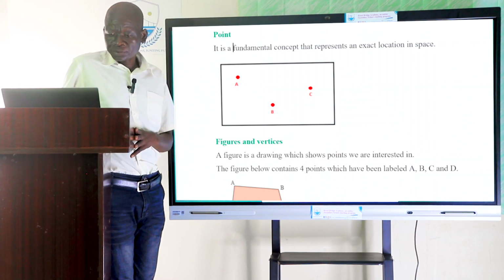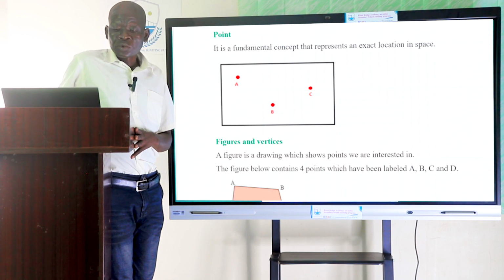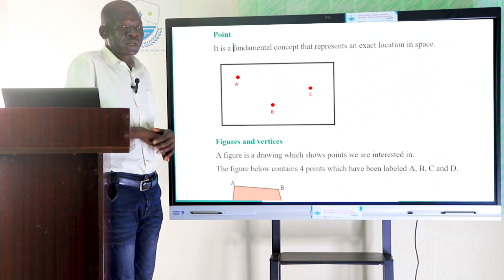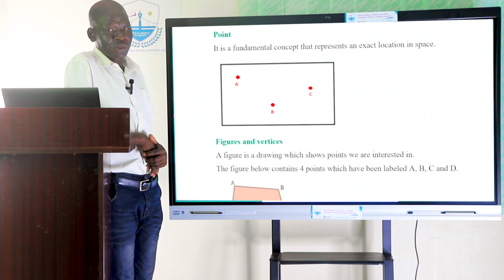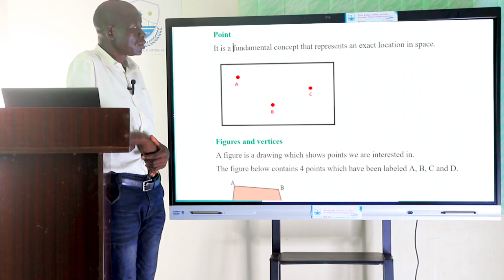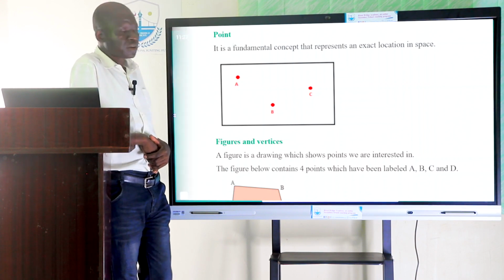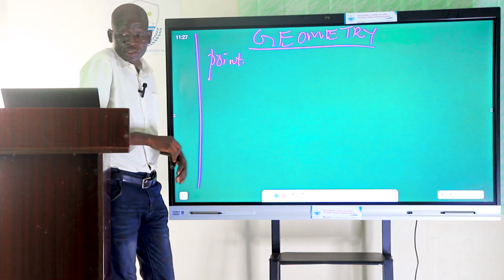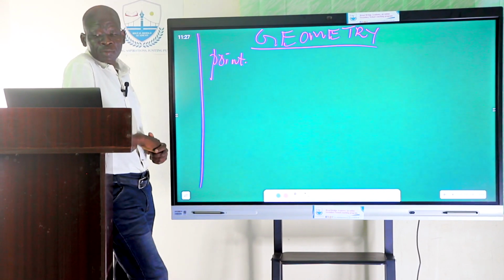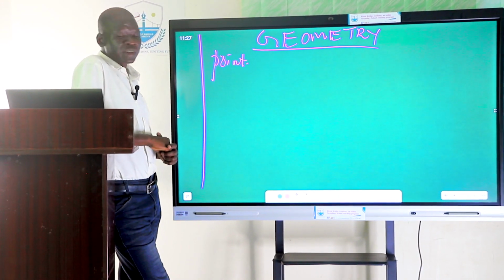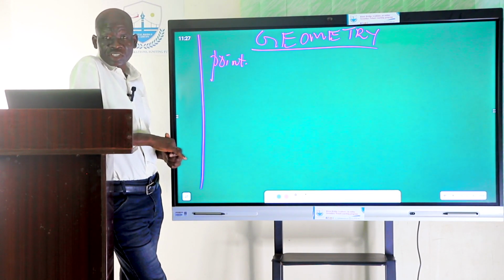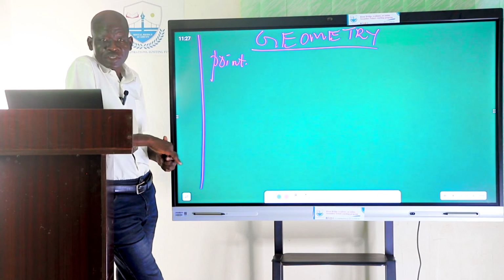Under geometry, we have terms or other terms in connection with geometry. We have what we call a point. Now, point is a fundamental concept that represents an exact location in space.